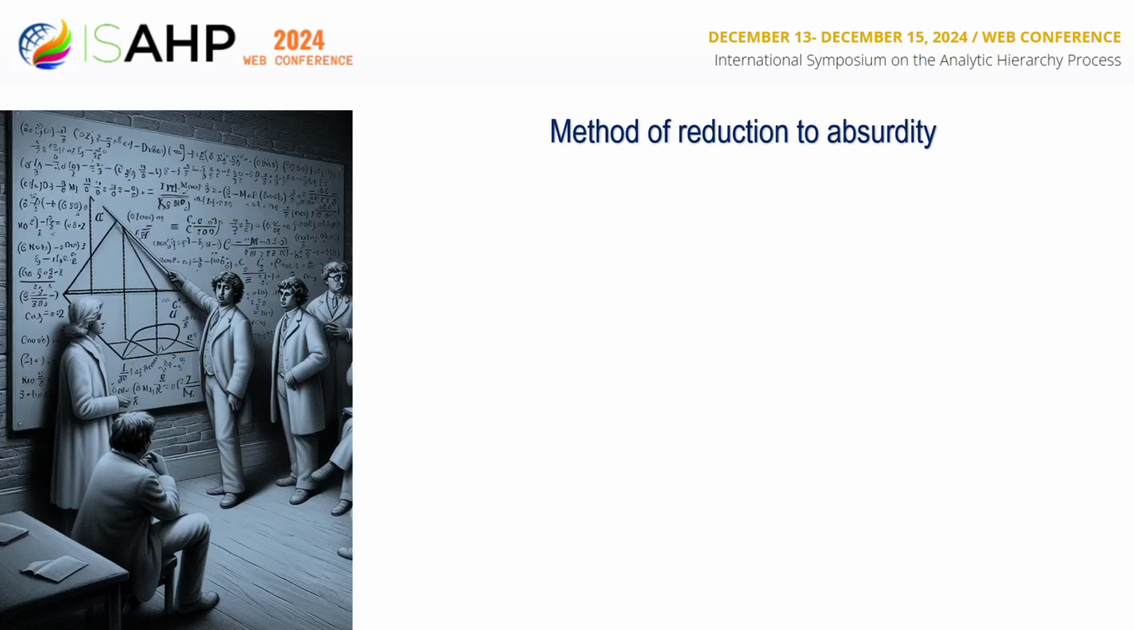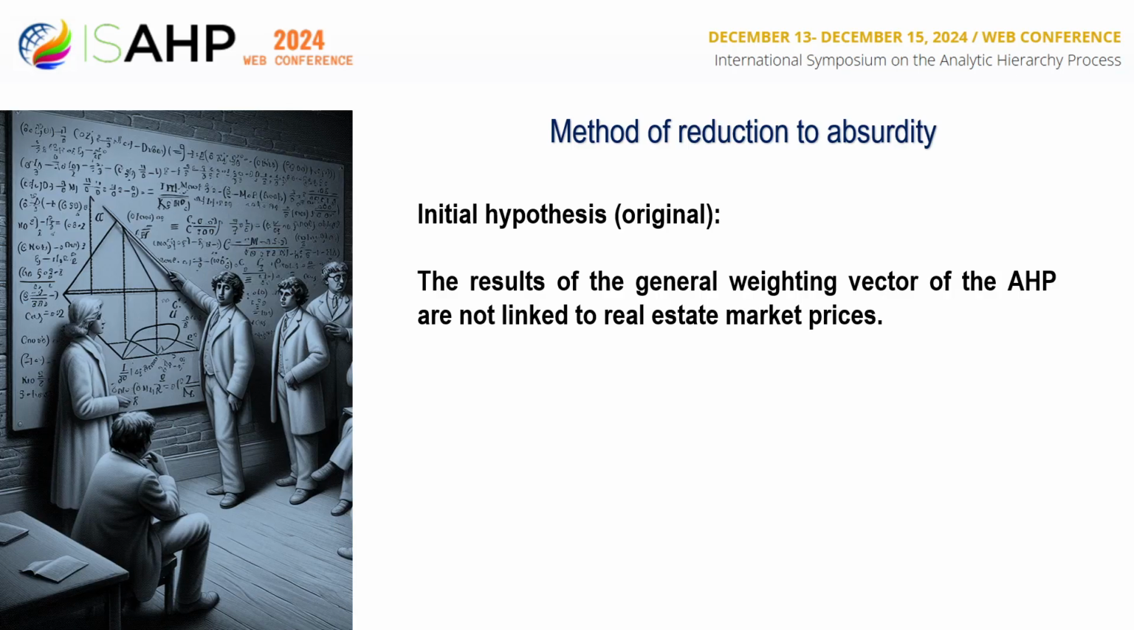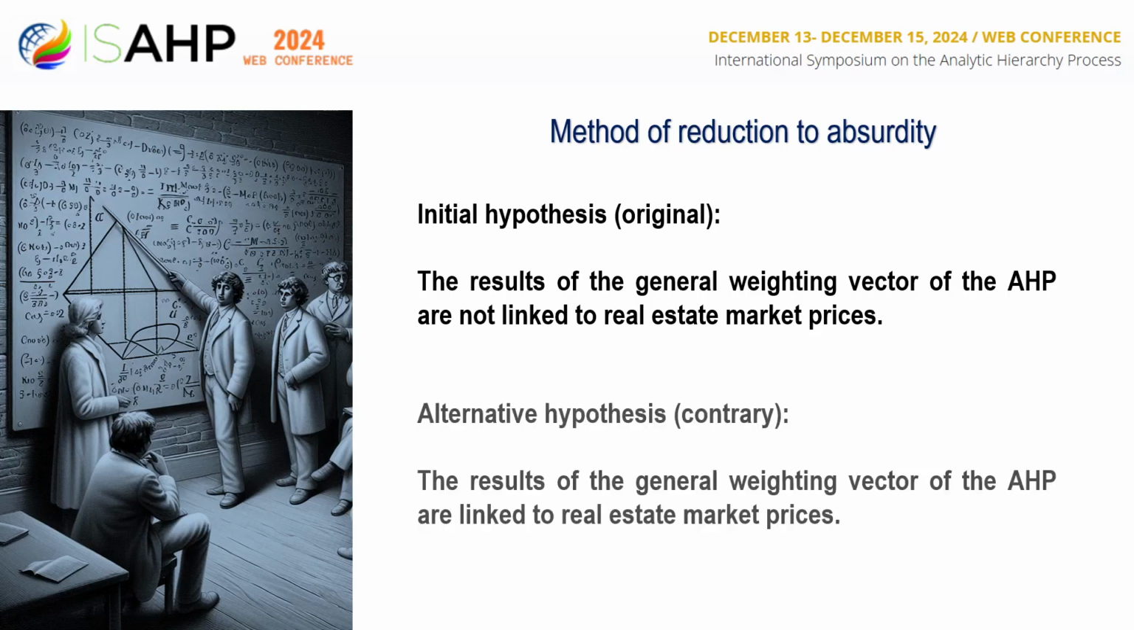The initiation of research based on the method of reduction to absurdity begins with the definition of the hypotheses. Initial hypothesis, original: the results of the general weighting vector of the AHP are not linked to real estate market prices. Alternative hypothesis, contrary: the results of the general weighting vector of the AHP are linked to real estate market prices.